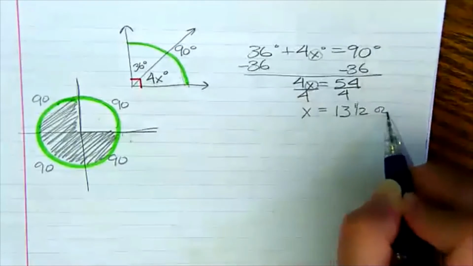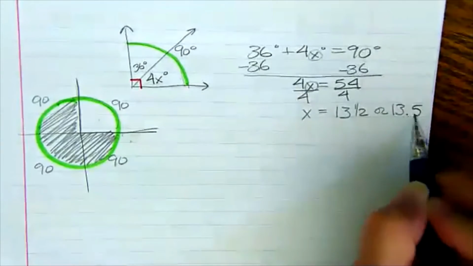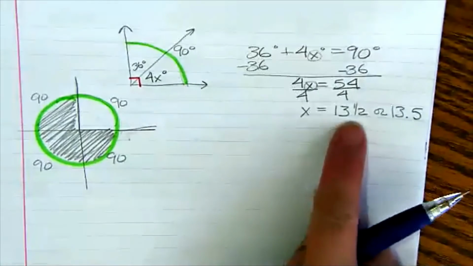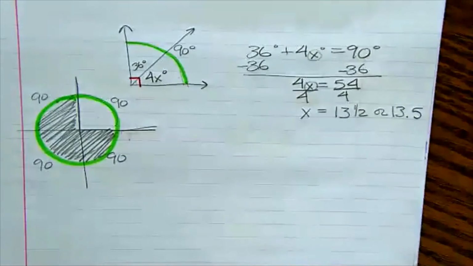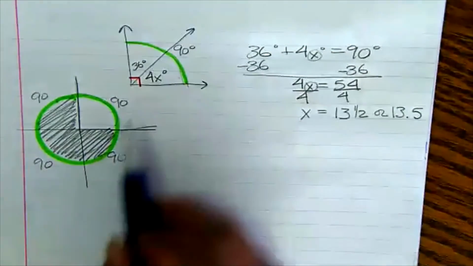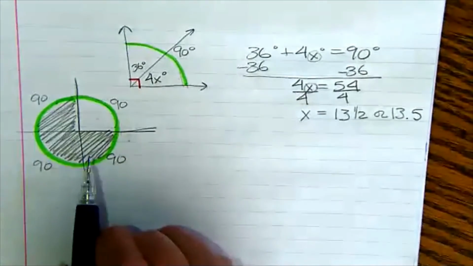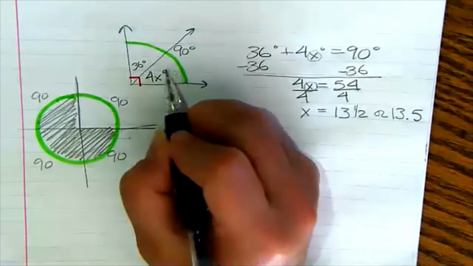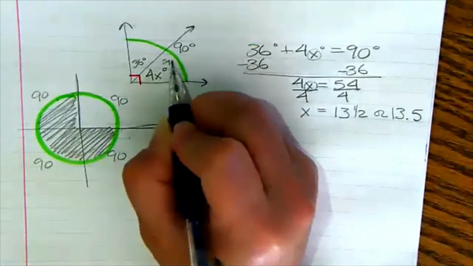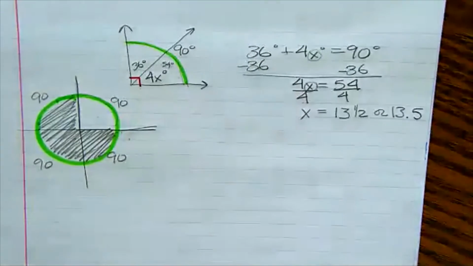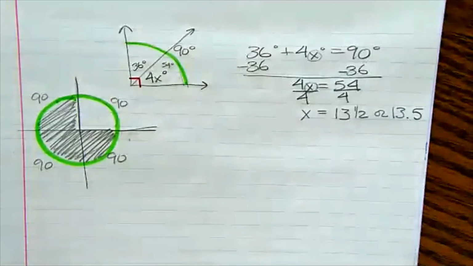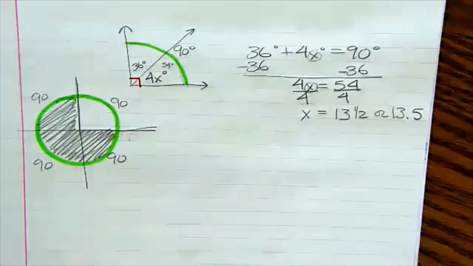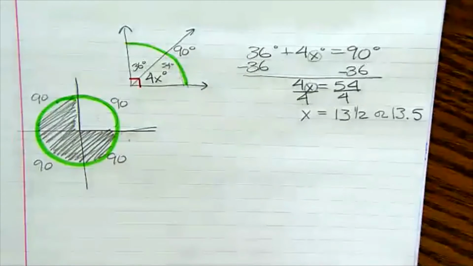You could say 13.5 or 13.5. So x is 13.5. So this is 36 degrees, and 4 times 13.5 is 54 degrees. That's 54 degrees. Or the value of x is 13.5. So that's how we can use complementary angles. Let's do another example.